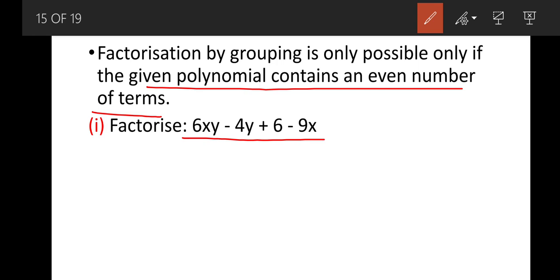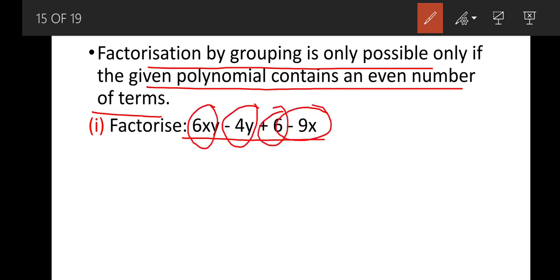Now, then I need to think of grouping. And you must be looking that, as I told you, factorization by grouping is only possible if it contains an even number of terms. So, how many terms are there? 4 terms are there. This is your first term, this is your second term, this is your third term, and this is your fourth term. So, an even number of terms are there, so I will be using the regrouping method.